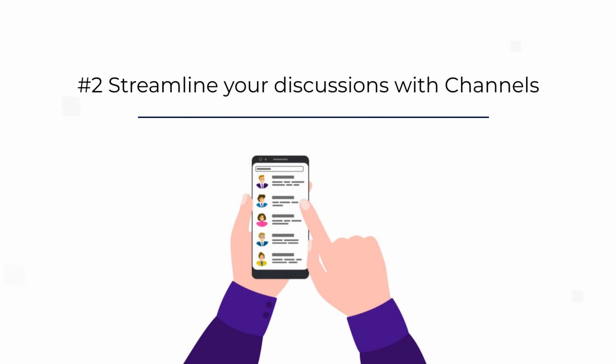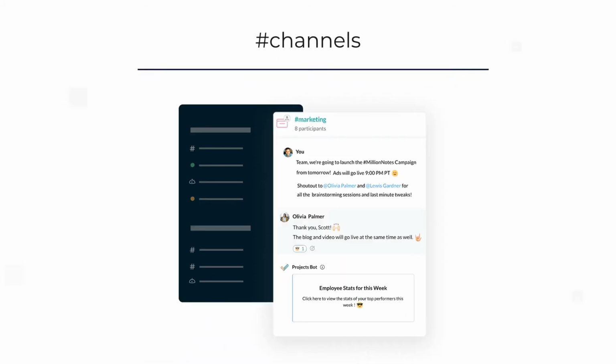Tip 2. We use channels for dedicated, project-specific group communication. For example, we created a team-wide channel called Marketing Suggestions, dedicated to sharing marketing ideas, tips, and recommendations. Using Cliq enables us to streamline our discussions with channels, a smart, transparent space for synchronous team collaboration.